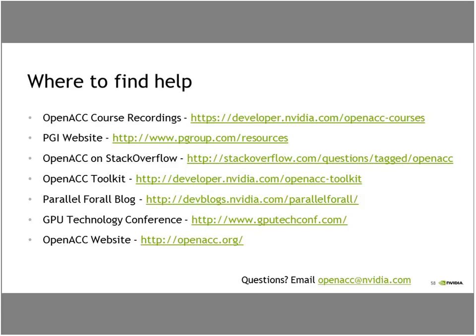OpenACC is designed to allow you to stay in your language of choice, so C, C++, or Fortran, and let the compiler do the parallelization for you. So it is guidelines and hints to the compiler to have it generate the parallel code, whereas OpenCL is very, very low level, and you have to learn a completely different programming paradigm. So they're actually quite different.